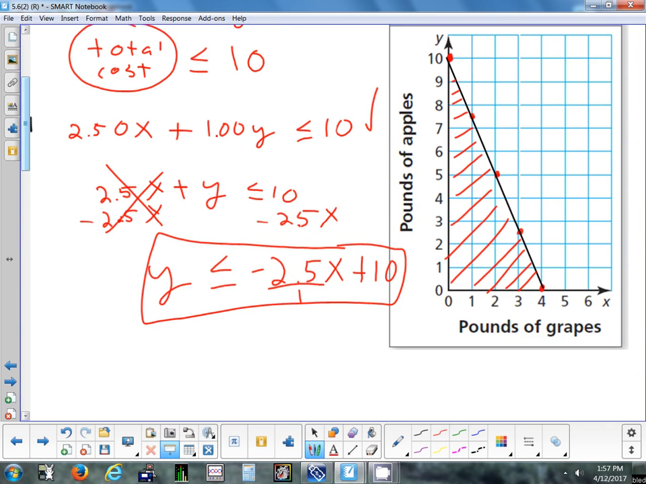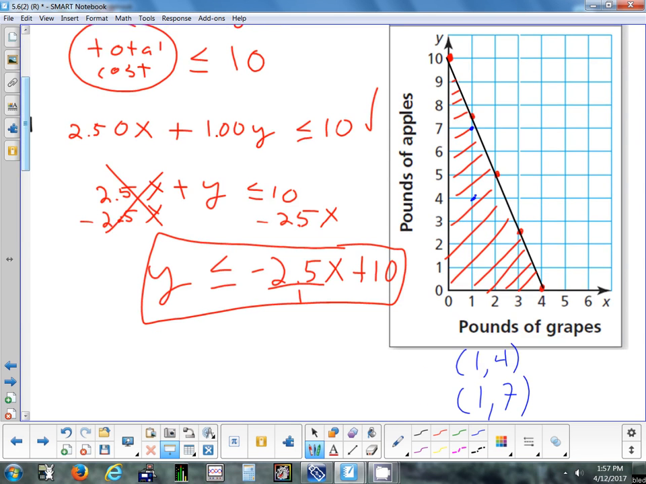Kyle, can you give me one? 1, 4. So he picked that one right there. I agree with you. Anything in that shaded area. I'm going to ask what that means in a second, though, in terms of our problem. Can somebody give me one more? Antonio? 1, 7. Yep. It's a little closer, but still where it needs to be. Even on the line would work.